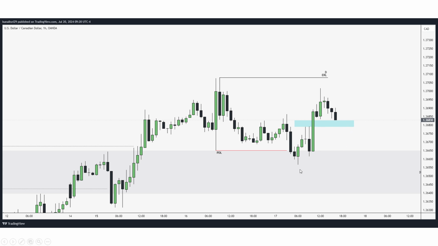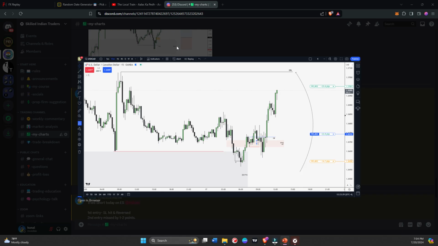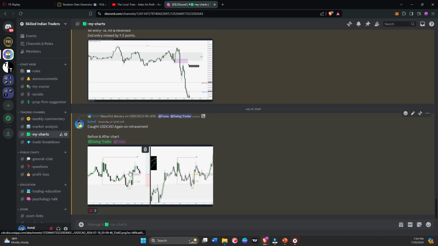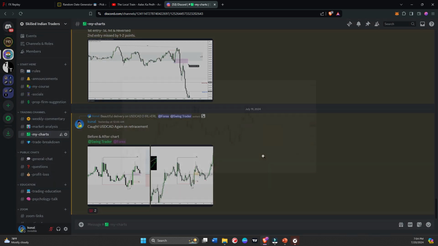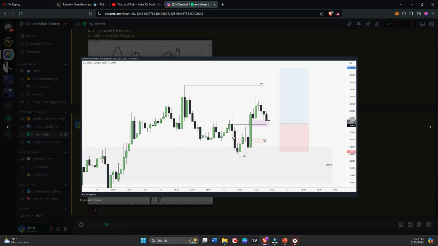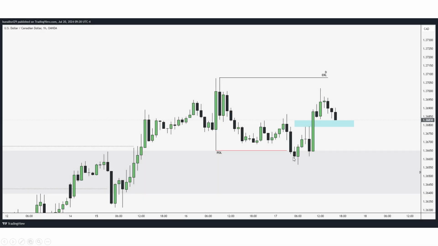Let me show you one more thing. If you come to my Discord, you will see here we have also created this SMT basically, at this low, and we had this H1 inverted fair value gap. So I shared my before and after chart. So let's come back to the PPT. Here we had this SMT from this low to this low with DXY.